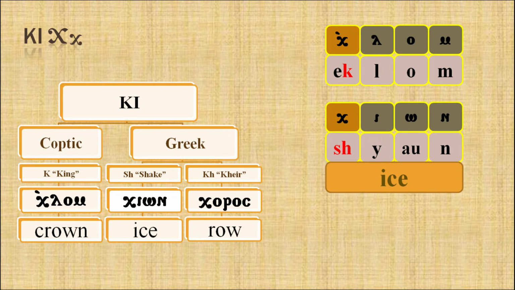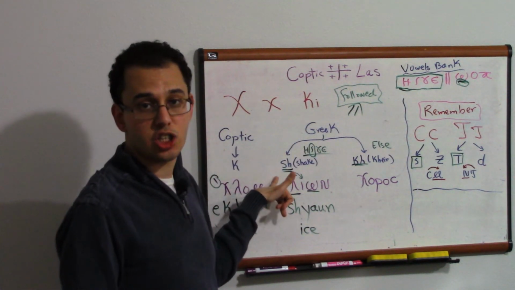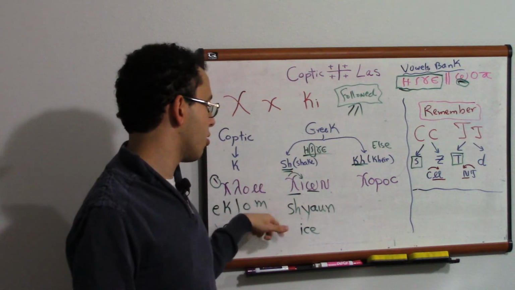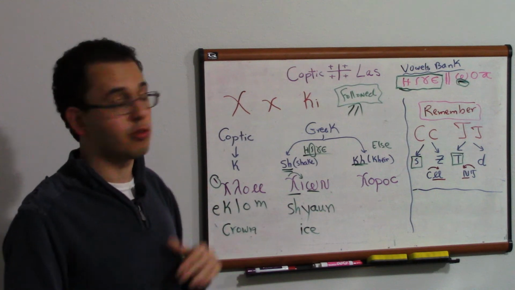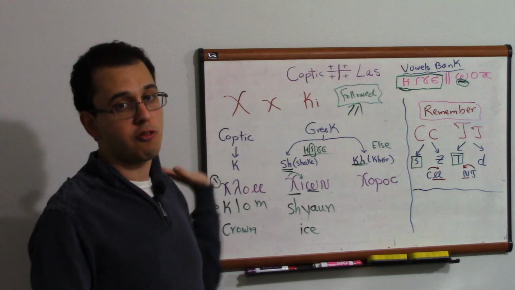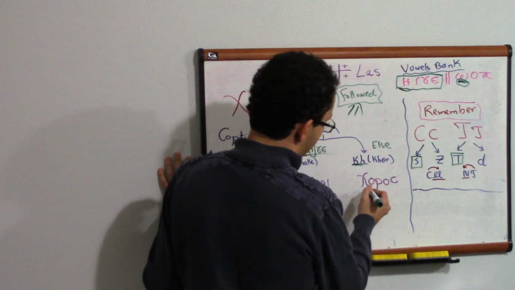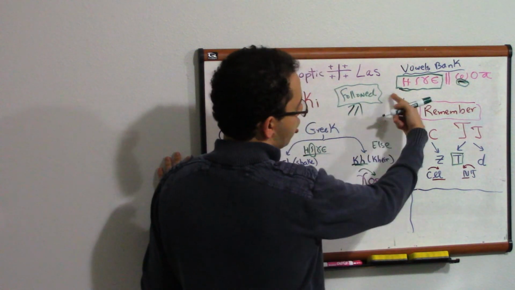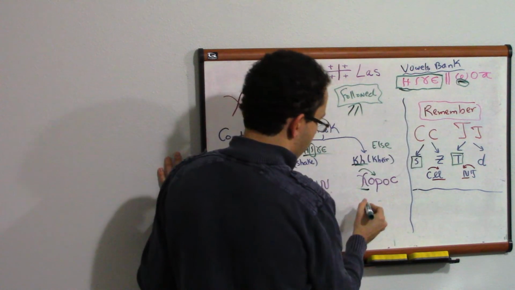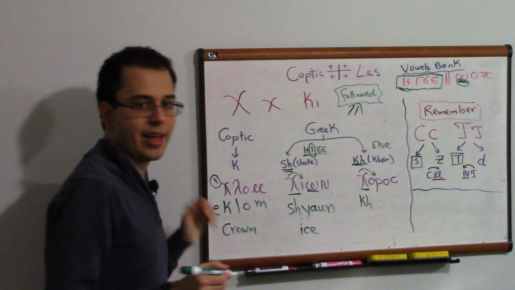I-C-E, ice. So, Ki in words of Greek origin, if it's followed by hive, makes an SH sound like the word shake. And the good example word is shayon, and shayon means ice. Otherwise, if the word is of Greek origin and the ki is not followed by hive, any of the hive group, then it becomes a kha sound as in khair. So here, ki is followed by omicron. Is omicron part of the hive group? No. Therefore, this ki would be a kha sound, or kh in English as in khair.